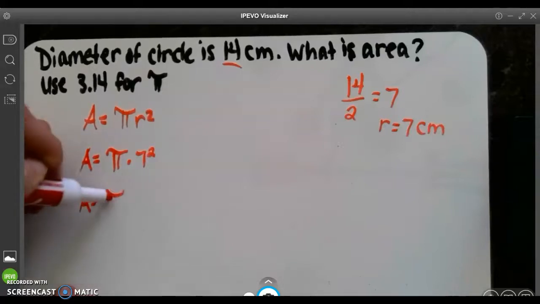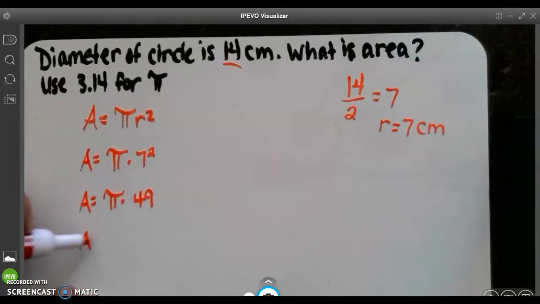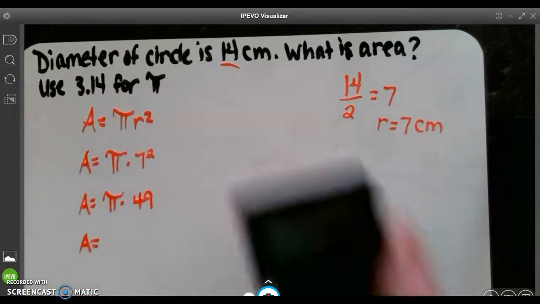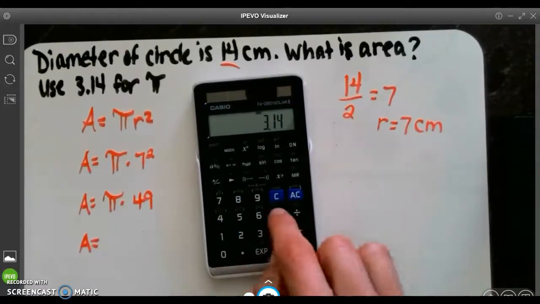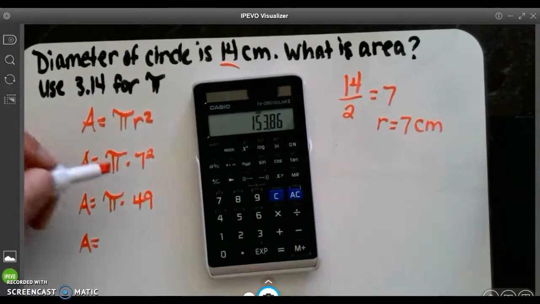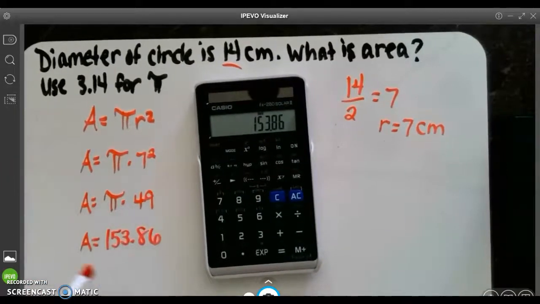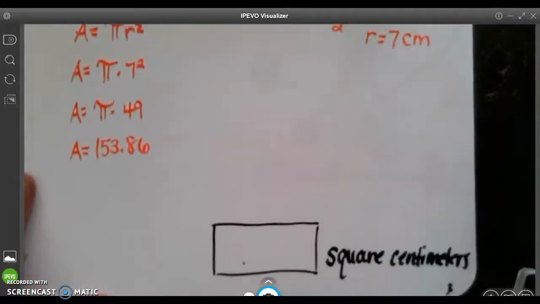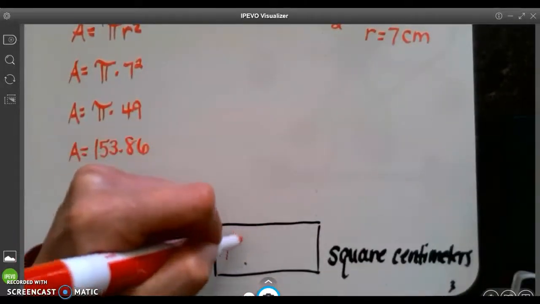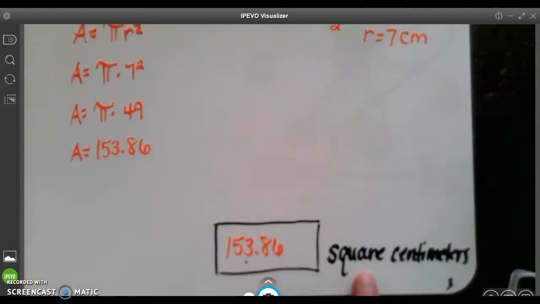7 squared is 49. 7 times 7 is 49. So my area equals pi times 49. So I'm going to use 3.14 for pi. 3.14 times 49. And I get 153.86. Again, that's already rounded to the nearest hundredth. So that's going to go ahead and go right into the box. 153.86. And the label will be there. Square centimeters. Centimeters squared.